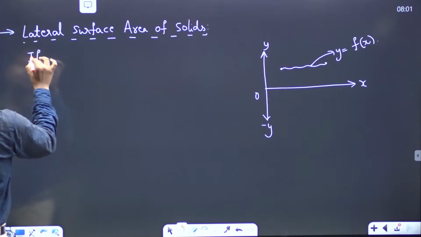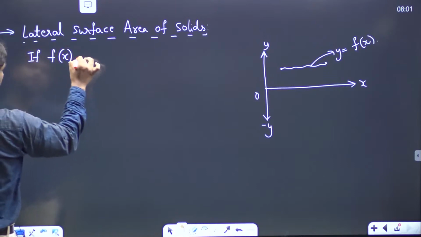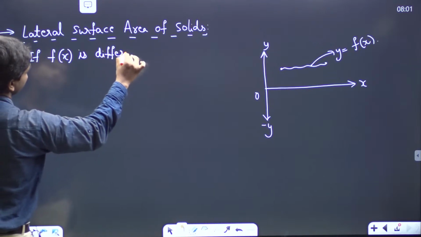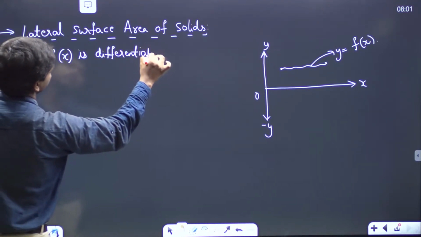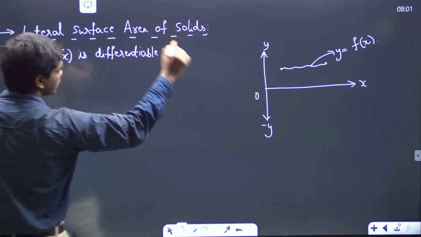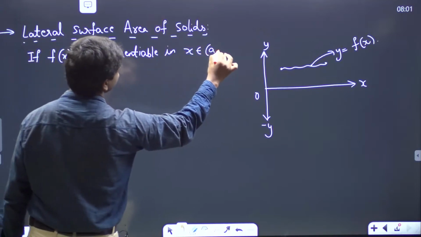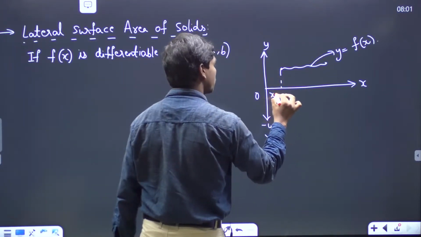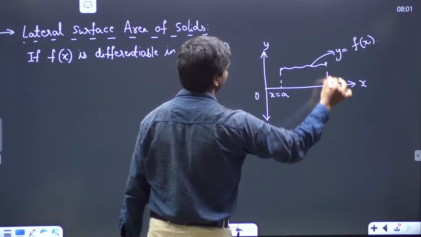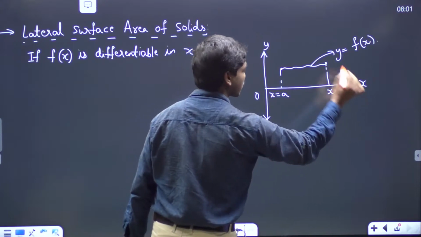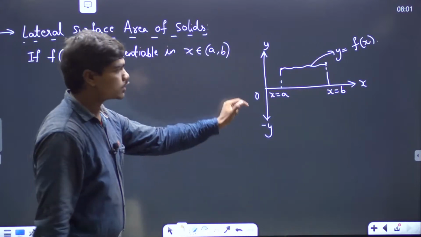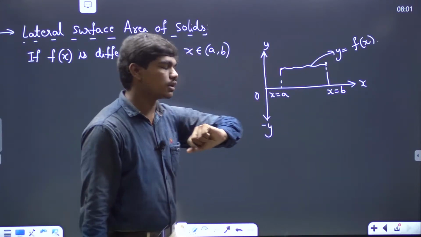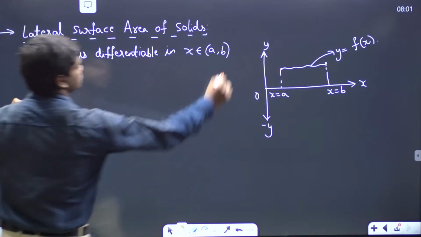If f of x is differentiable in x belongs to a comma b, basically if you consider this point as x is equal to a and this point as x is equal to b, then if you revolve this curve around this x-axis, definitely some solid gets generated. Now let us try to see the formulation for that.